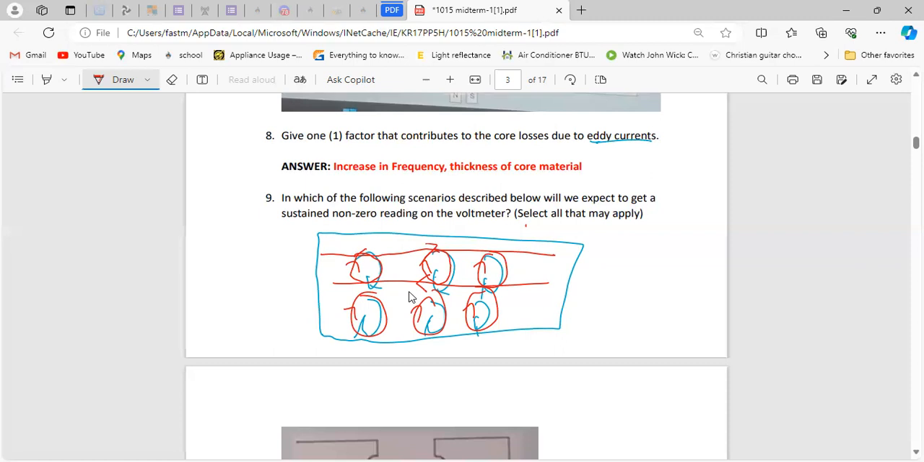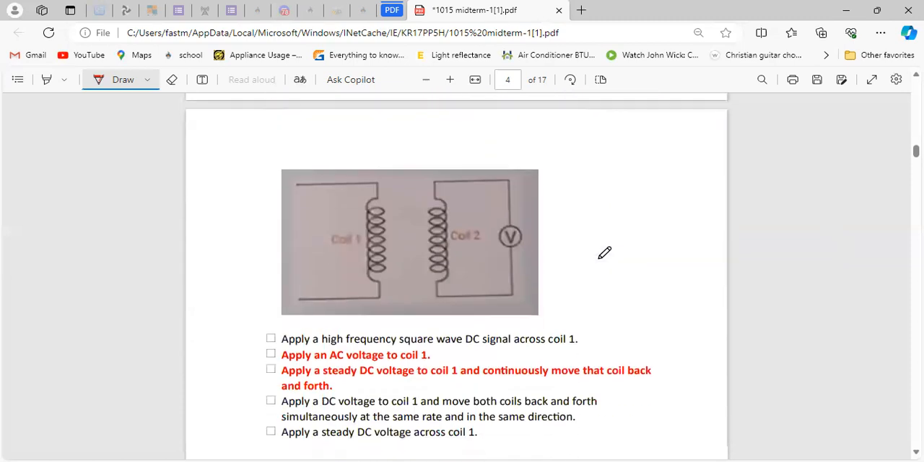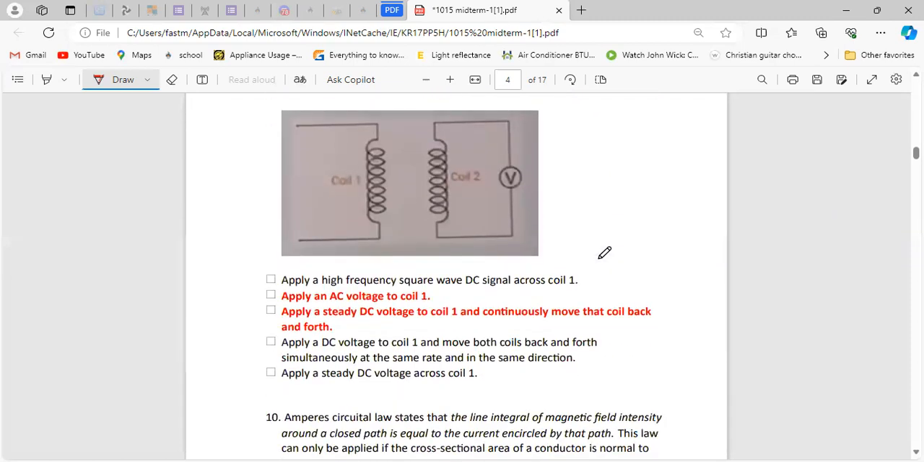The eddy currents from this, if you decrease the frequency, the direction is not changing as fast, so therefore you have fewer eddy current loops, and there's a nice equation to keep in mind. Yeah, and that's eddy currents.